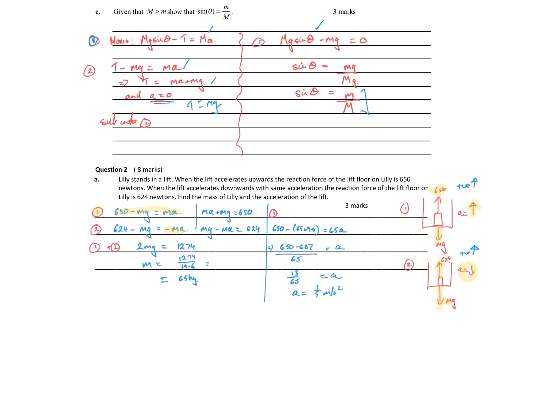If I add them together, what does that give me? The ma's cancel. I get 2mg is equal to 1274, so that I get a mass of the object there of 65 kilograms. All right, so then if the mass is 65, I can substitute that into equation 1, and then I can solve for a, and a is equal to 1/5 meters per second squared.